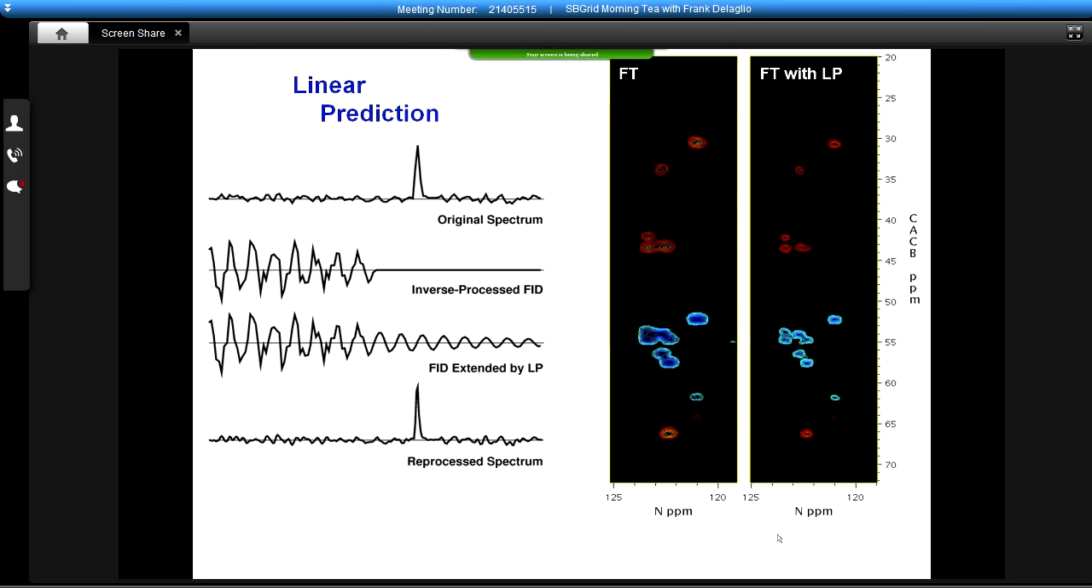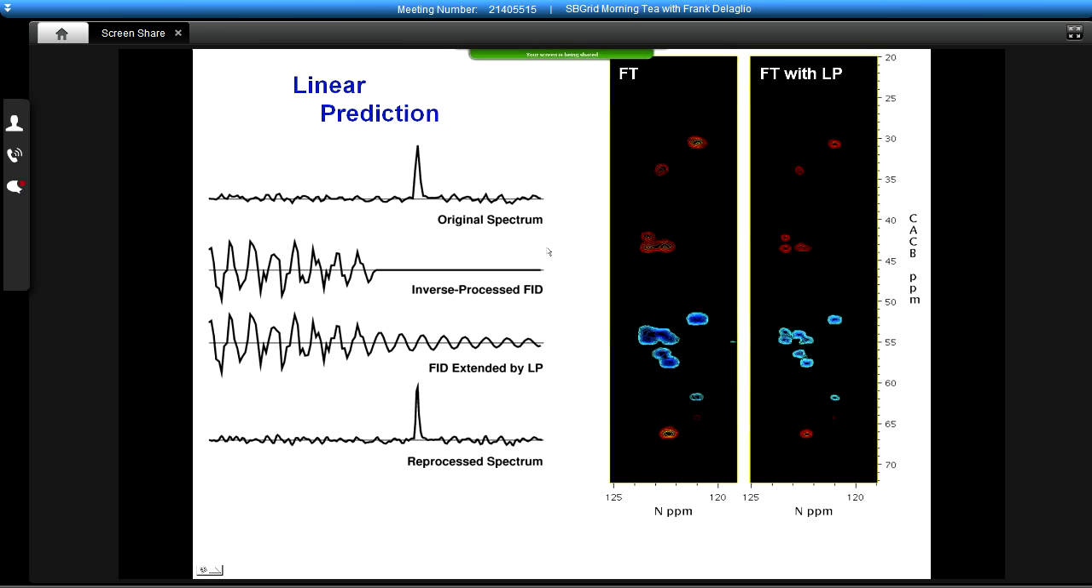And in practice, this linear prediction approach is often really nice. Here's one example of what it looks like in one dimension, where we start with experimental data that's truncated, we extend it artificially with linear prediction, and we reprocess it to get a spectrum, which in this case has a line width which is maybe 25 or 30% sharper than the original line width we had.